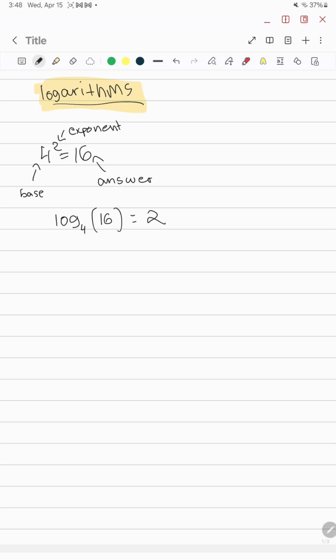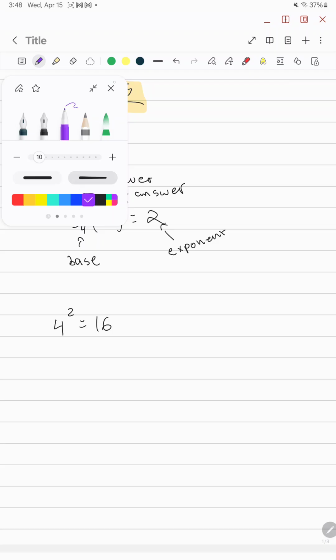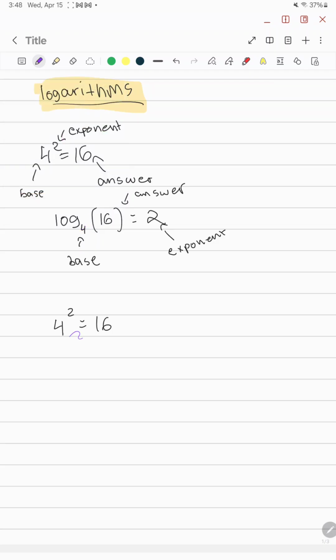So, just to recap: base, answer, and this is the exponent. Base, exponent, and answer. And you can remember this by thinking of a circle. Let me just rewrite this. Think of a circle. You start with the base, go to the answer, circle back to the exponent.